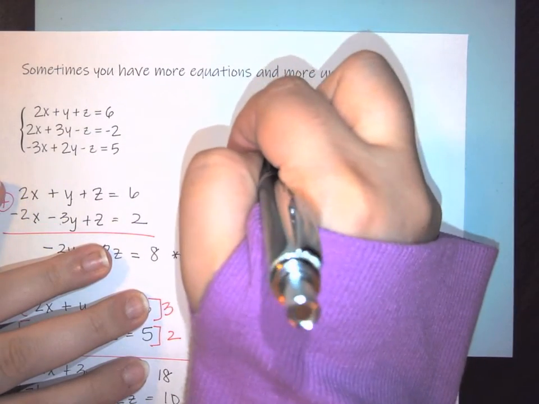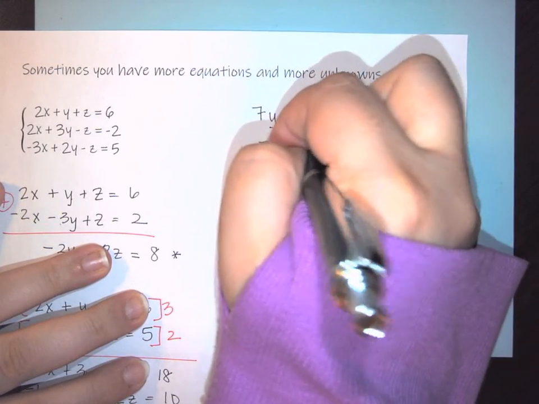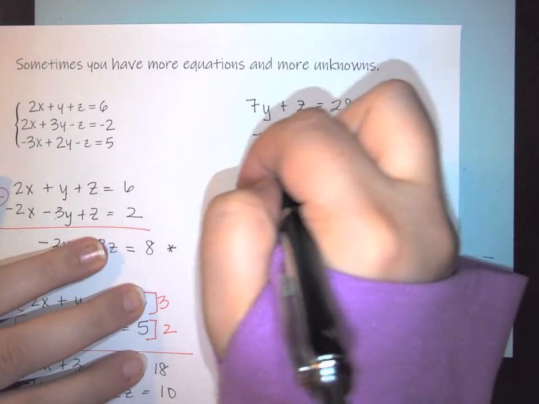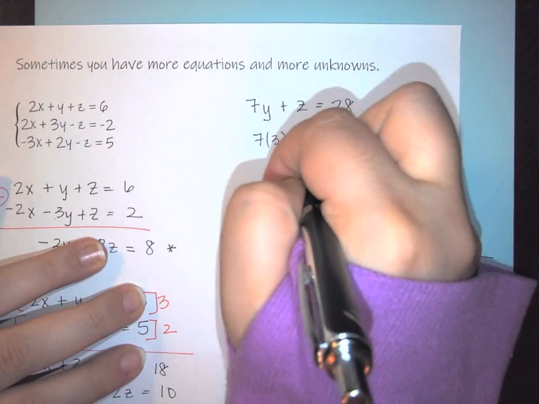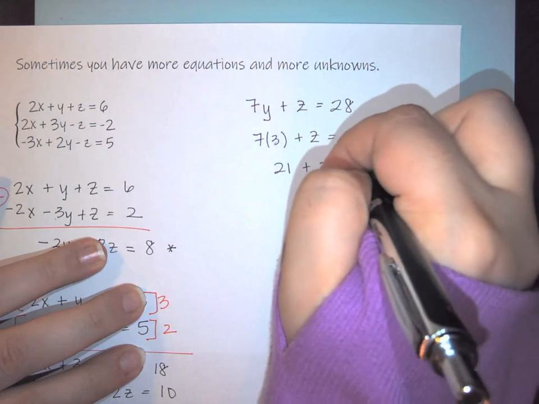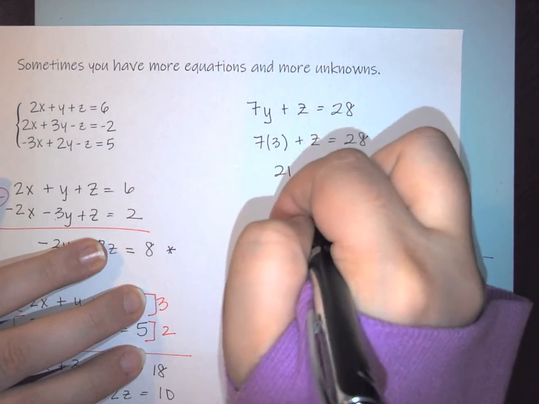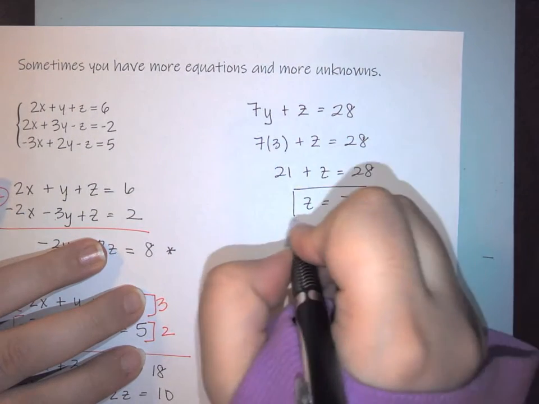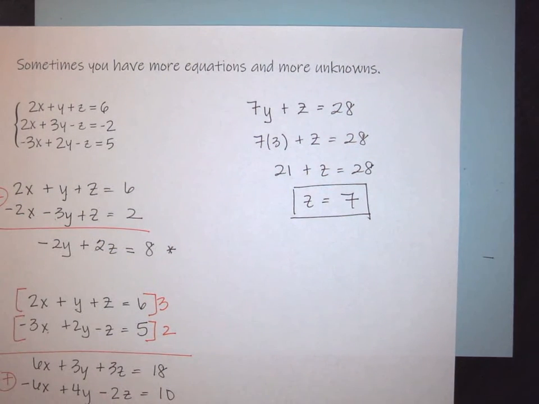This becomes 7 times 3 plus z equals 28. So I've got 21 plus z equals my 28. So z is equal to 7. Here is my second answer.